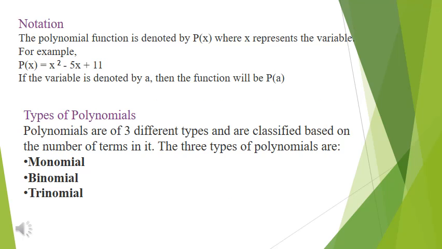Now students, let's see one example which we write in its notation form, to denote the polynomial. Here is the example x square minus 5x plus 11, which we have to write in the form of p of x, and that p of x is the notation of polynomial.